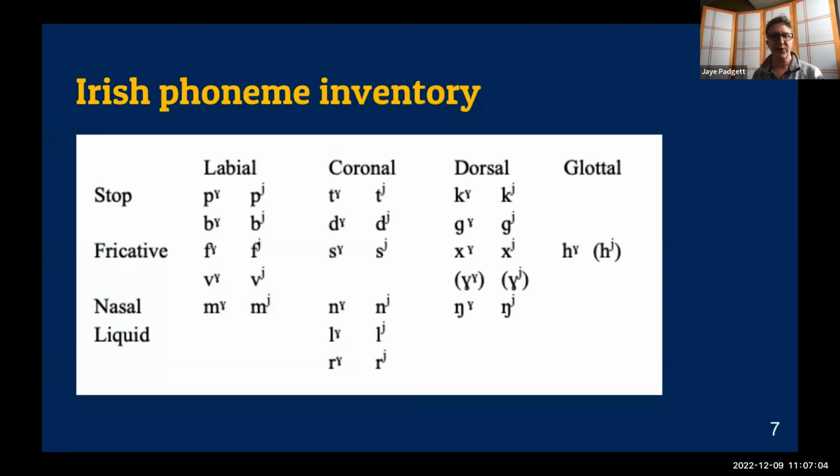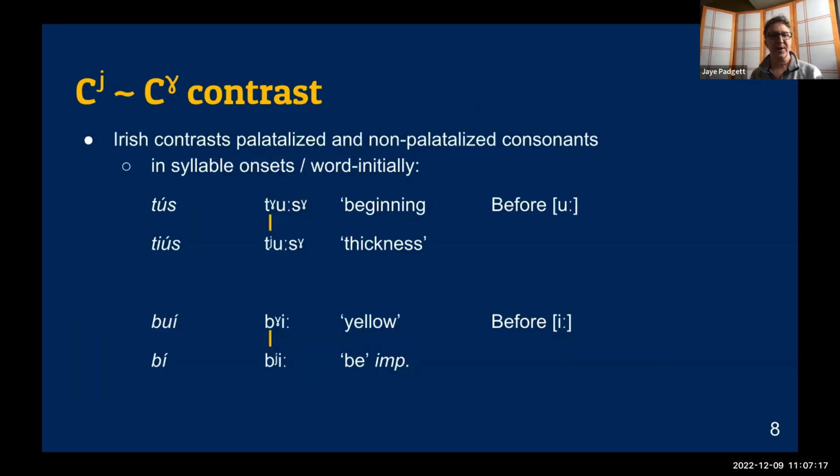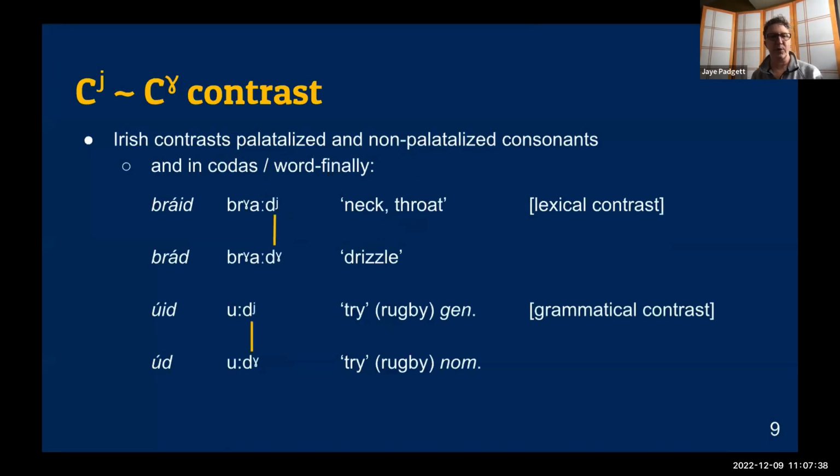So this is what the phoneme inventory looks like. And the important thing to see is simply that this contrast pervades the entire phoneme inventory. So here's what it looks like. You have the contrast word initially. So pairs like tus, beginning, versus tius, thickness, before u or before e, it's the velarization that really stands out. It also happens word finally in Irish, so broad versus broad, and it is even used pretty extensively to mark grammatical or morphosyntactic distinctions, as in genitive versus nominative.